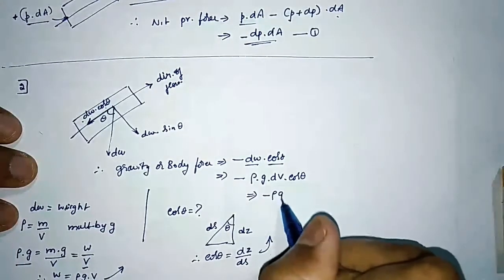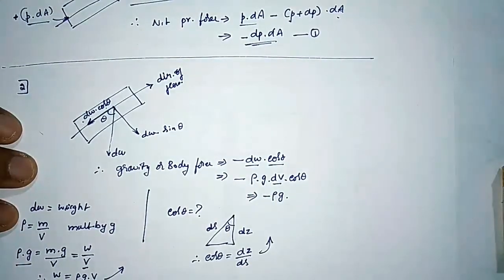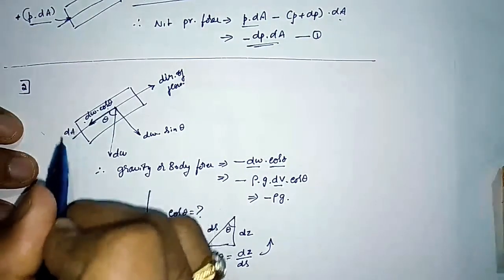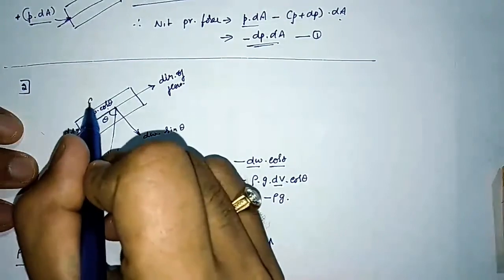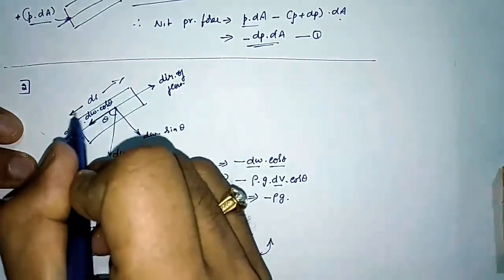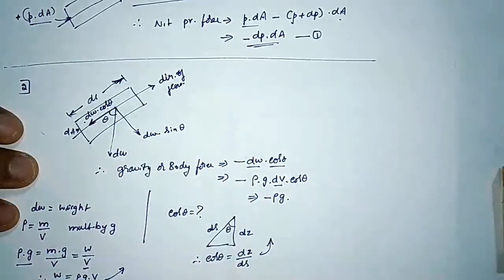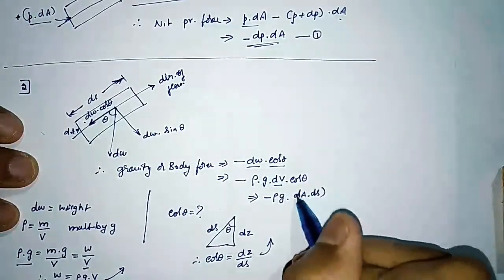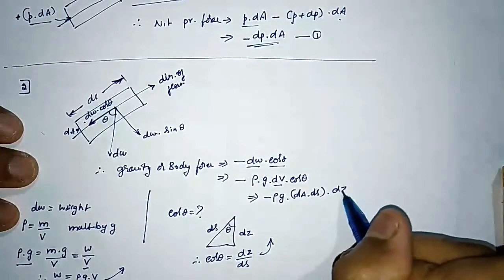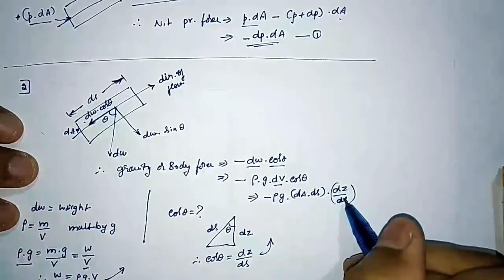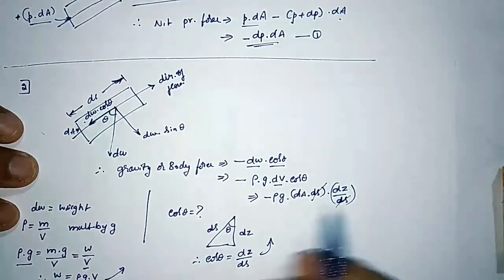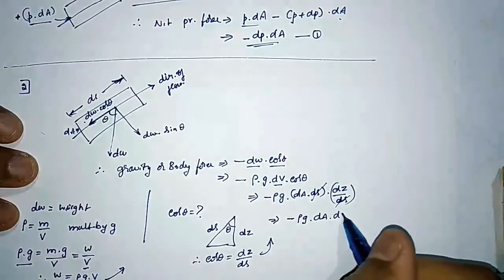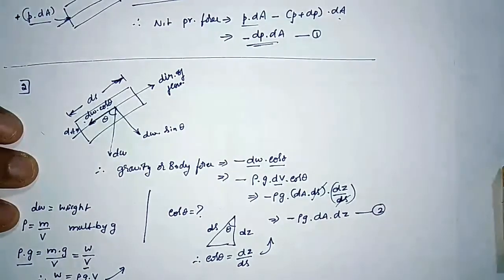Therefore minus rho g into dV. What is dV? It is the volume of a small element. You know it is a tube, dA is the cross sectional area and ds is the length. So volume is dA into ds. So instead of dV, substitute dA into ds, and cos theta is dz by ds. Here you can cancel ds. So what is the final equation? It is minus rho g into dA dz. Let us take it as equation 2.